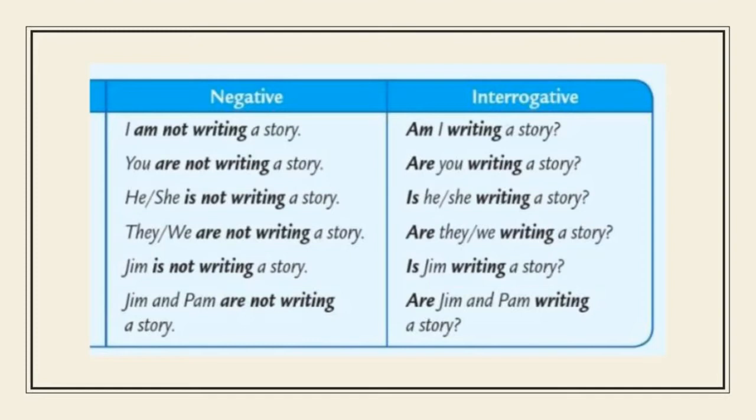Is he writing a story, or is she writing a story? Are they writing a story? Is Jim writing a story, or are Jim and Pam writing a story? So this is the way we should form interrogative sentences. Okay, students, just now we saw examples for negative and interrogative sentences. In interrogative sentences, don't forget to put a question mark at the end of the sentence.